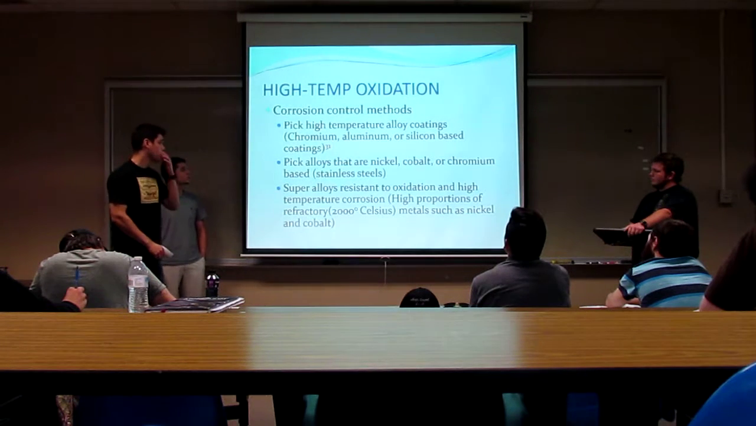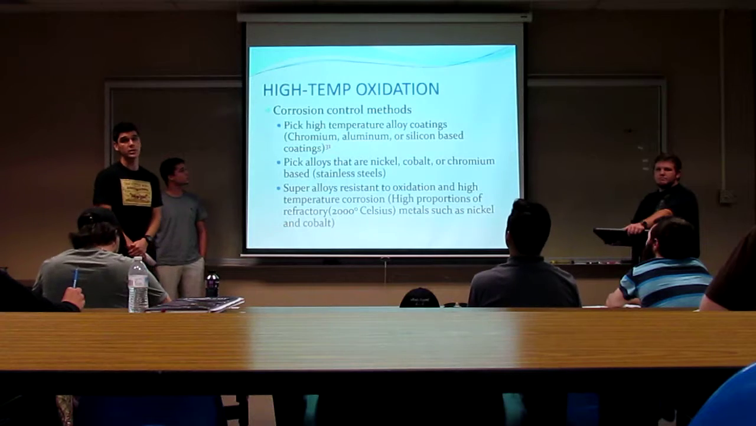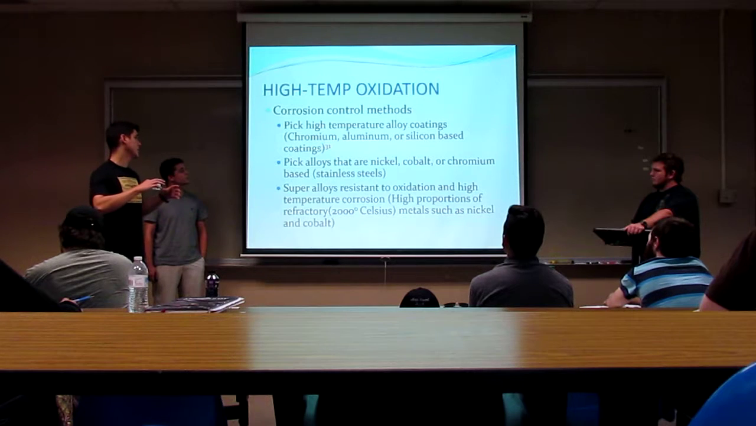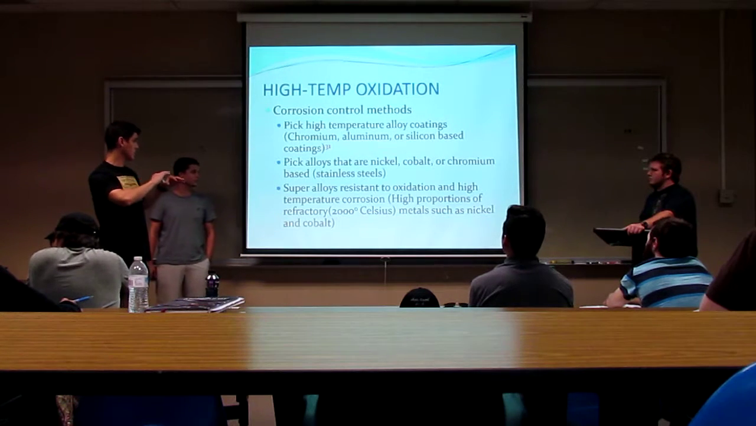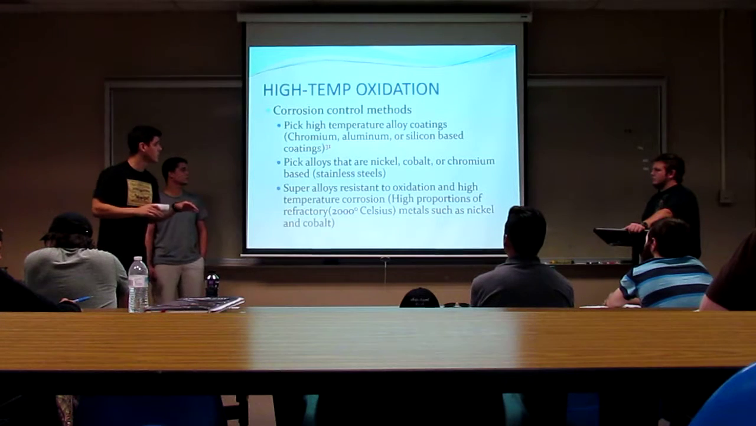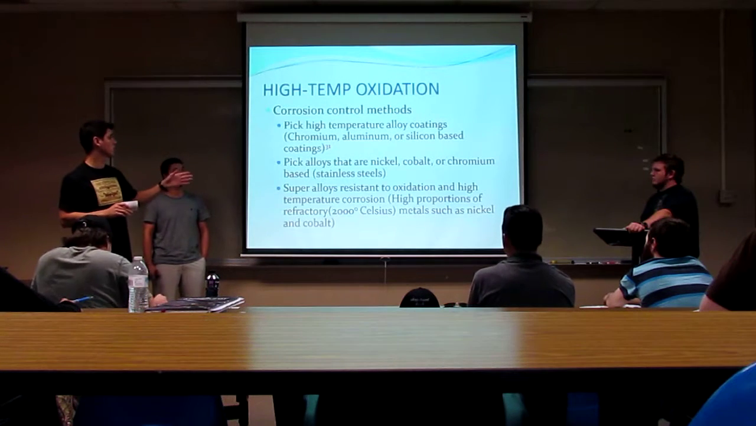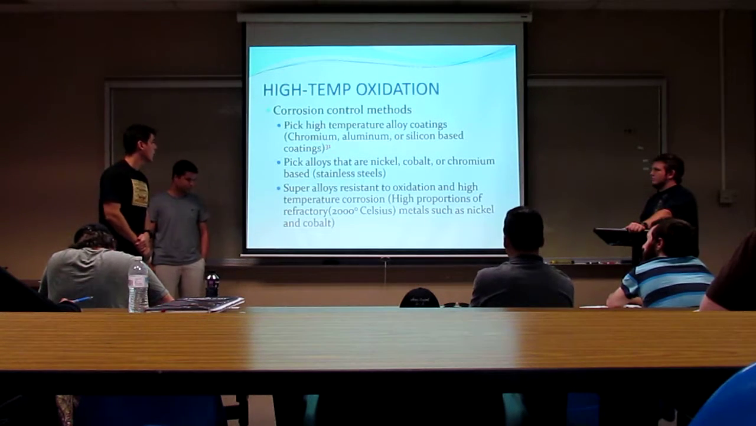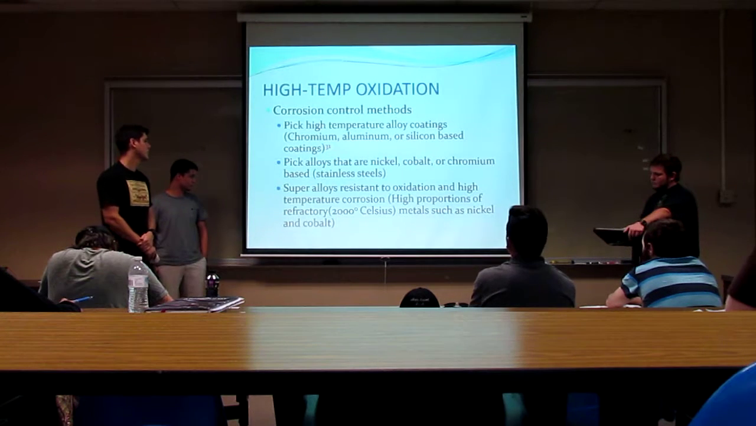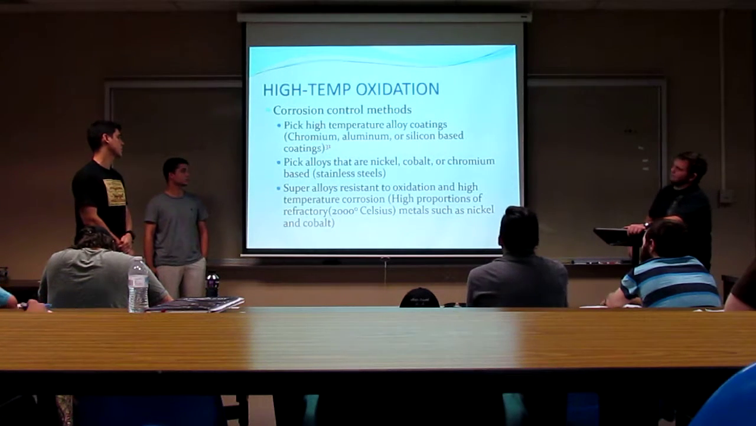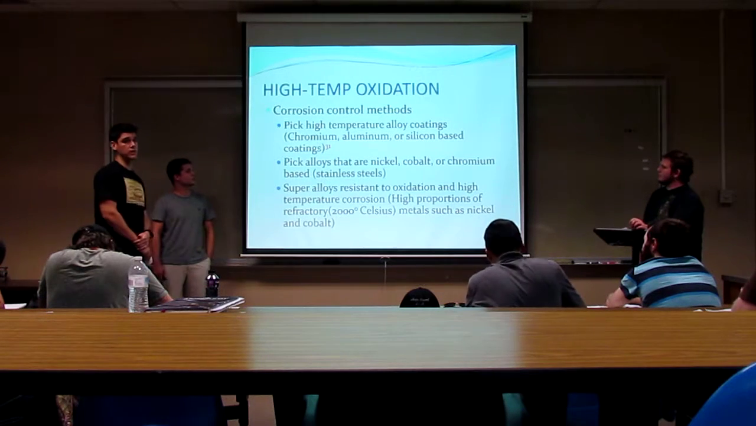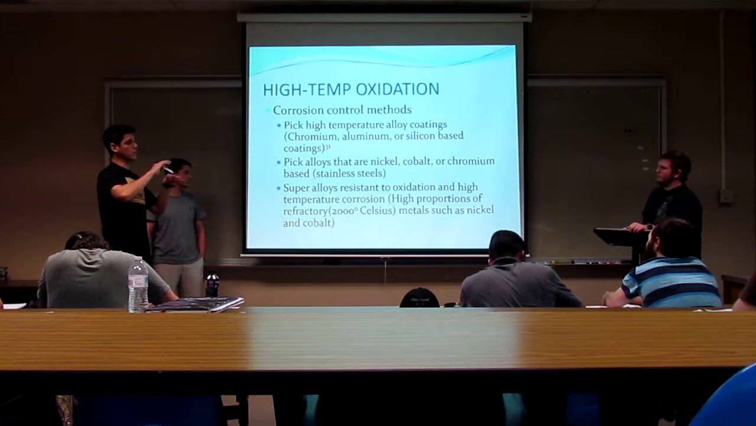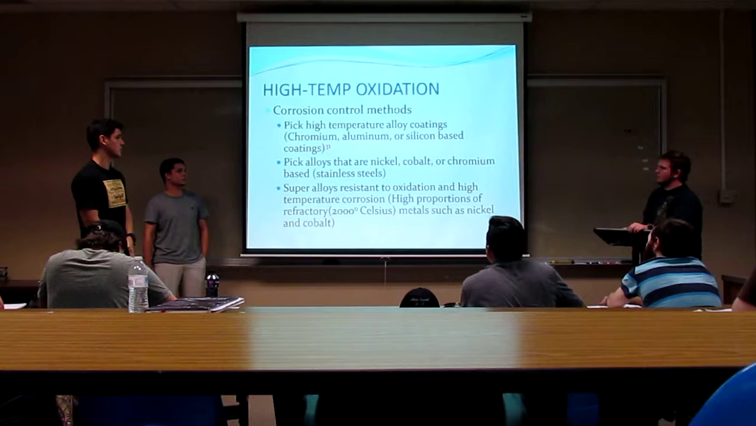For corrosion control methods, pick high temperature alloy coatings. They have coatings that you can paint on your metal that, when it heats up, oxidizes itself. It has chromium, or it's aluminum or silicone based coatings, to where it protects the metal structure. Pick alloys that are nickel, cobalt, or chromium based, or stainless steels, because whenever they oxidize, they produce a protective layer that slows down the electron and ion movements, so there's no oxidation.